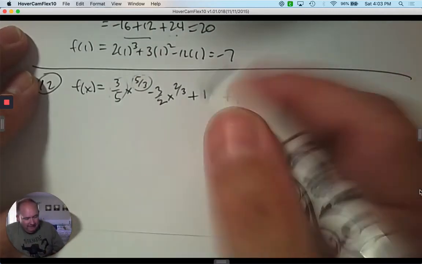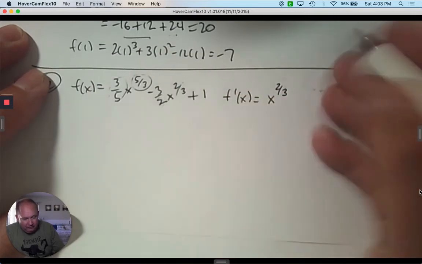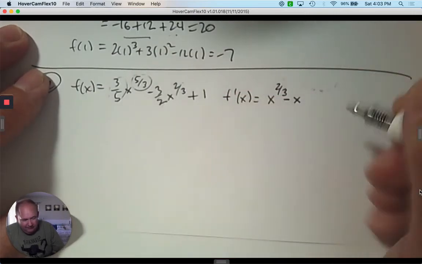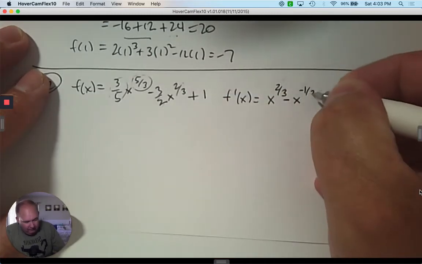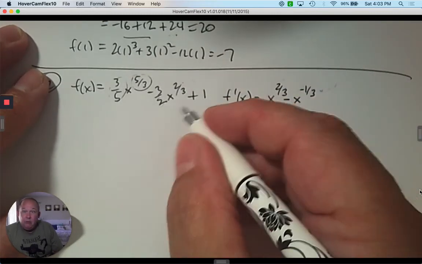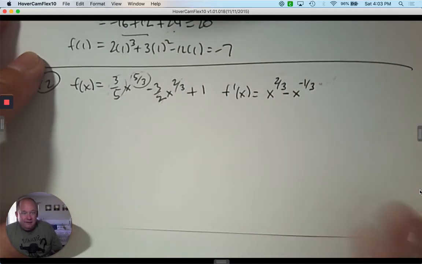Next one. Same thing happens. 2/3 times 3 over 2. The 2's and 3's divide out. You're left with negative 1x. And then I'm going to subtract 1. So 2 take away 3 gives me negative 1/3. And then the derivative of 1 is 0. So there we are.